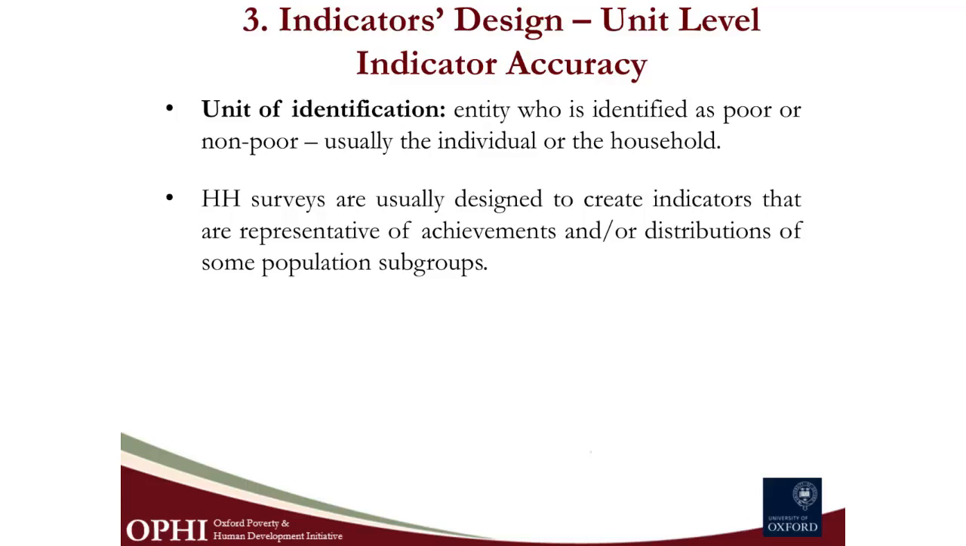Now, something else to consider is the unit of identification. This is usually referred to as unit of analysis, but these two things are not exactly the same. Think of the case of the global MPI. The unit of identification is actually the household. As we were talking on Tuesday, the identification of whether people are poor or non-poor happens at the household level, and then all the members of the household are equally poor or non-poor.